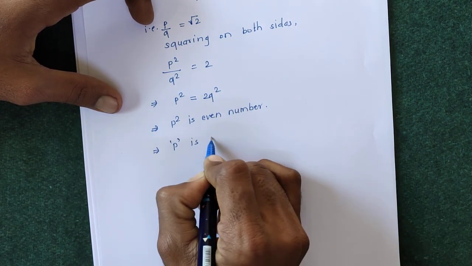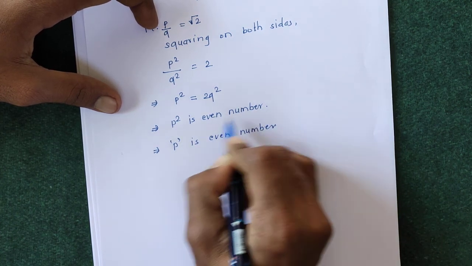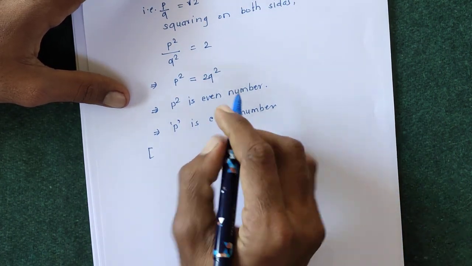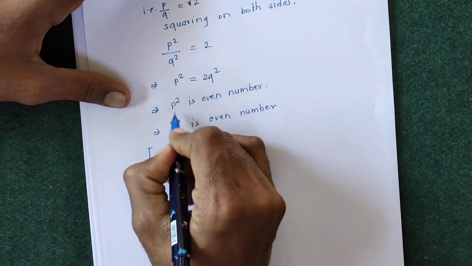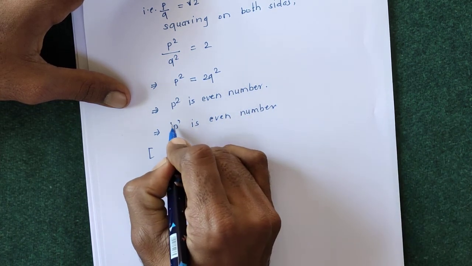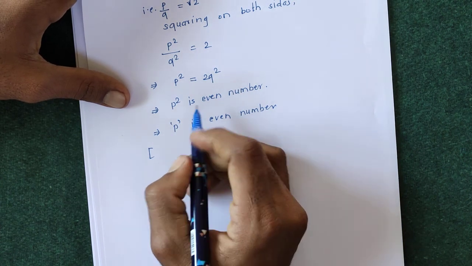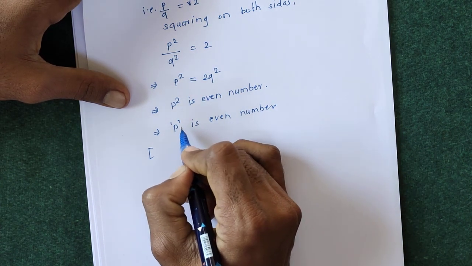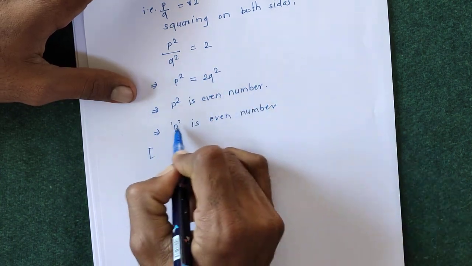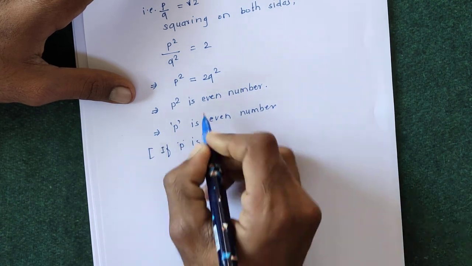This implies p is even number. P square is even, so p is even number, because if p is not even, then p square is even number implies p is even. Means if we take p as an odd number, then their square, p square, will become odd, because p square is even number implies p is even.